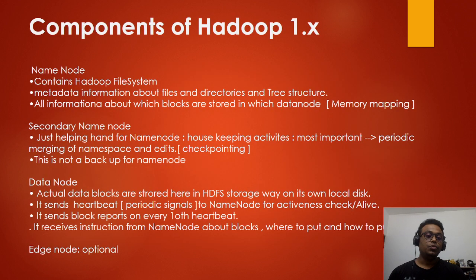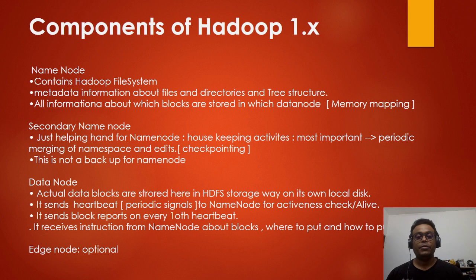So move to the secondary name node. The secondary name node is not a backup of the name node, but it has a key role. The thing is that, what does the metadata in the name node contain? The name node contains one FS image. The FS image is not exactly the metadata, so what exactly is the metadata? Metadata is nothing but HDFS blocks, where the blocks are stored, and the replication level of the blocks.